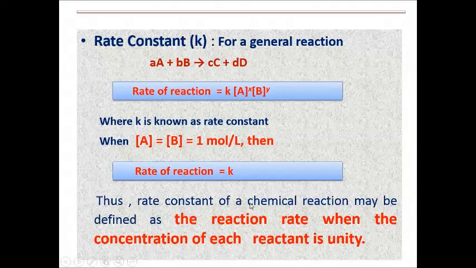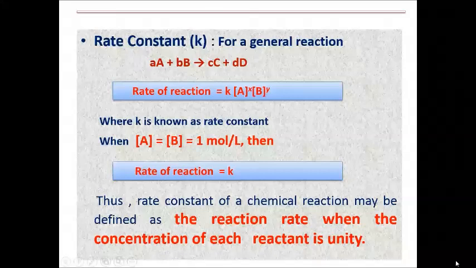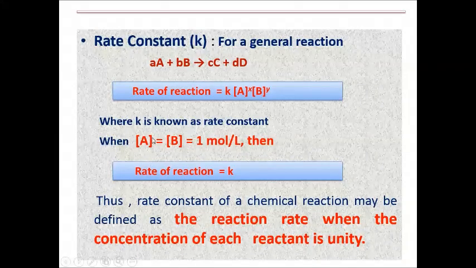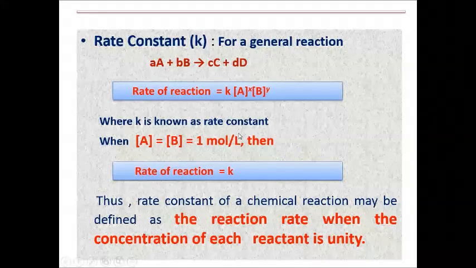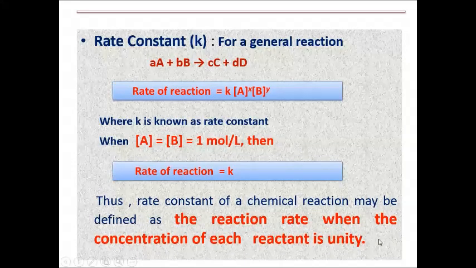Thus, the rate constant of a chemical reaction may be defined as the reaction rate when the concentration of each reactant is unity. With this expression, we are explaining the rate constant. Rate constant is equal to the rate of a reaction when A and B's concentration becomes unity. So this is how we are defining the rate constant.